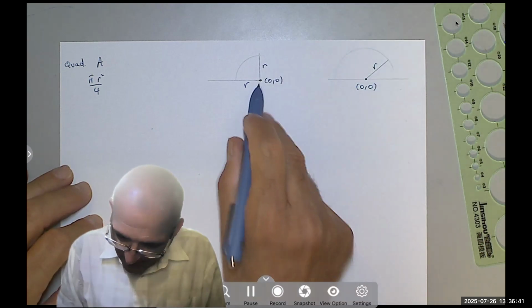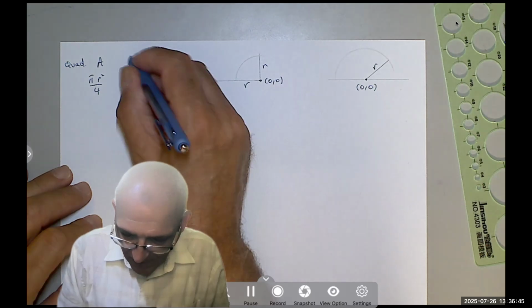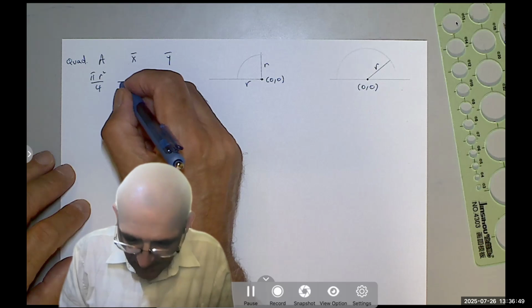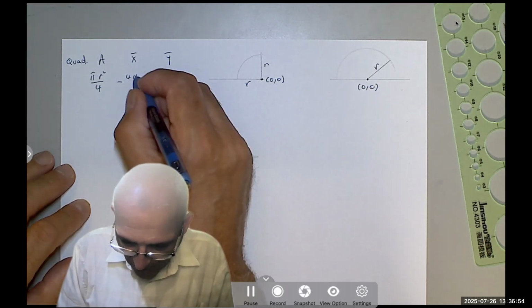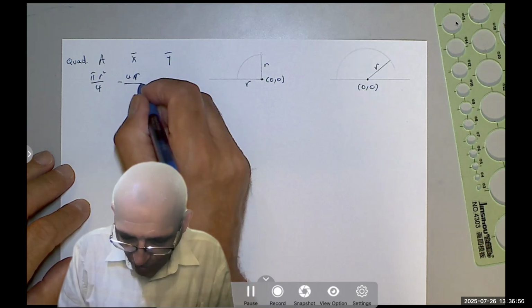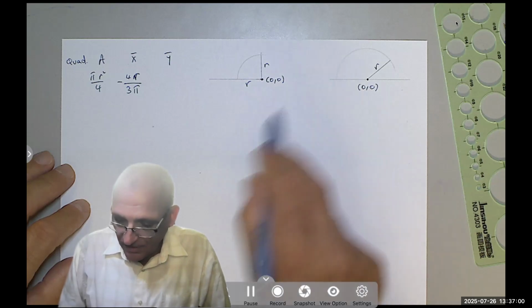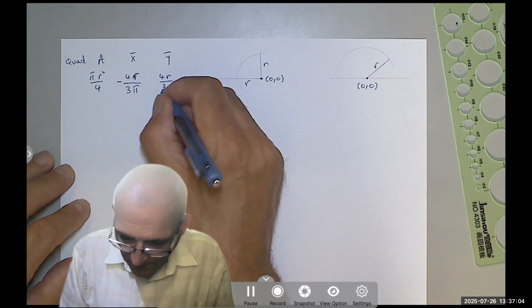According to what we did, the x bar would be negative, but the y bar would be positive. So x bar, y bar. X bar would be negative 4r over 3 pi. And the y bar is the same thing, but it's positive 4r over 3 pi.